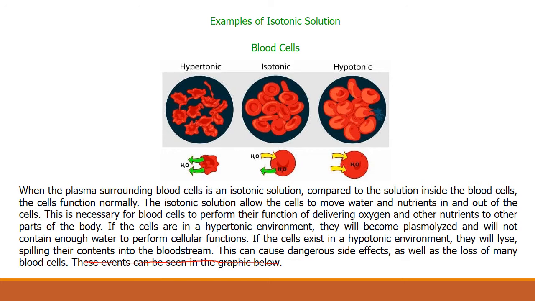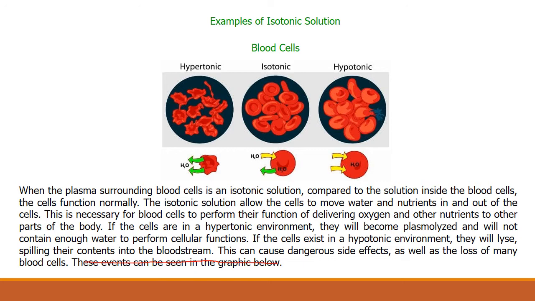Okay, so when the blood plasma surrounds blood cells in a solution isotonic to the solution inside the blood cells, the cells will function normally. So the isotonic solution allows the cells to move water and nutrients in and out of the cells. So that is the importance of our isotonic solution.